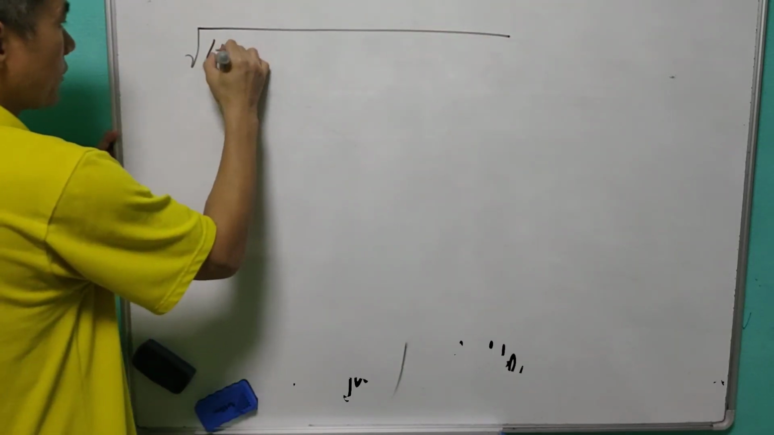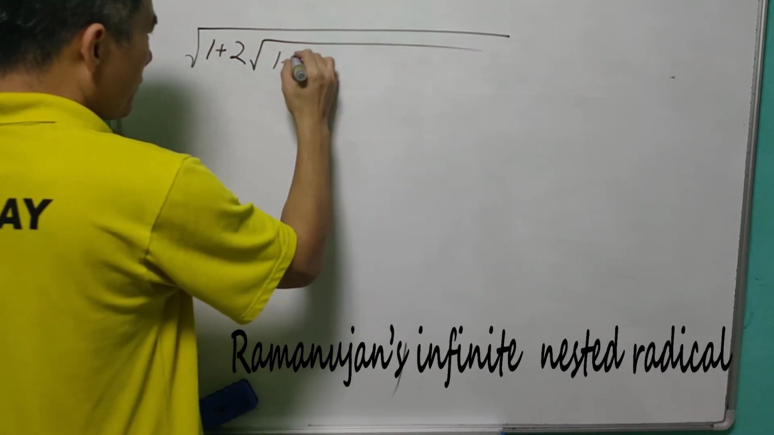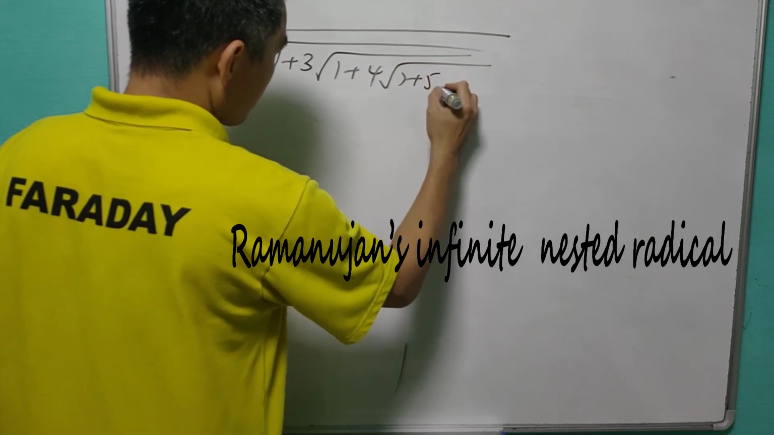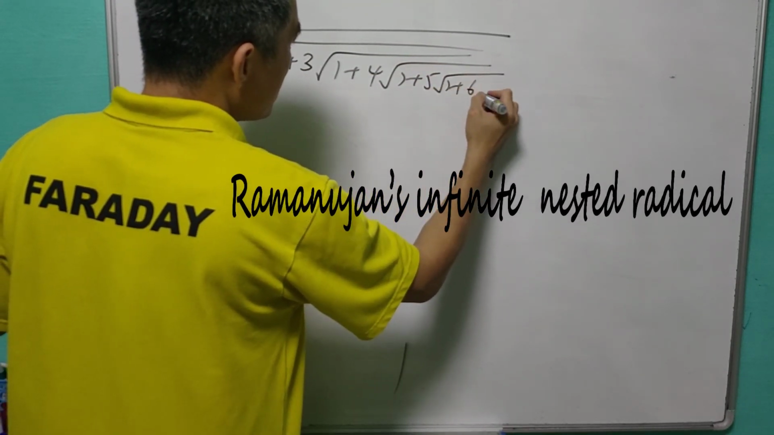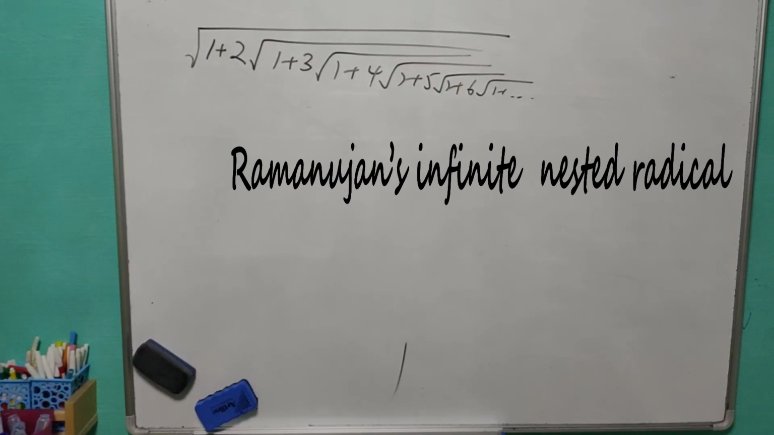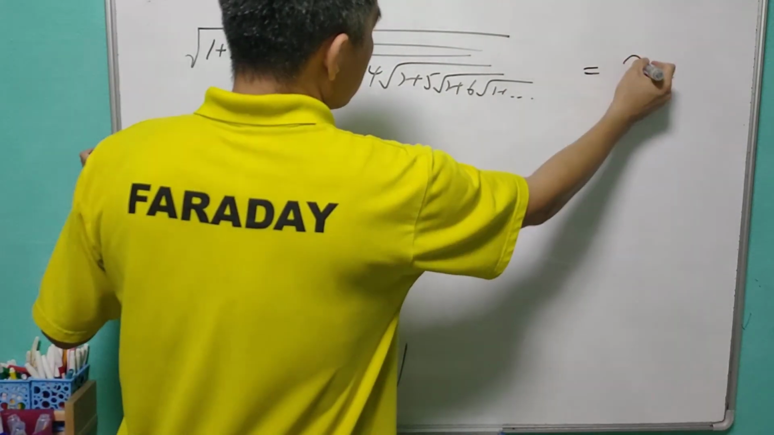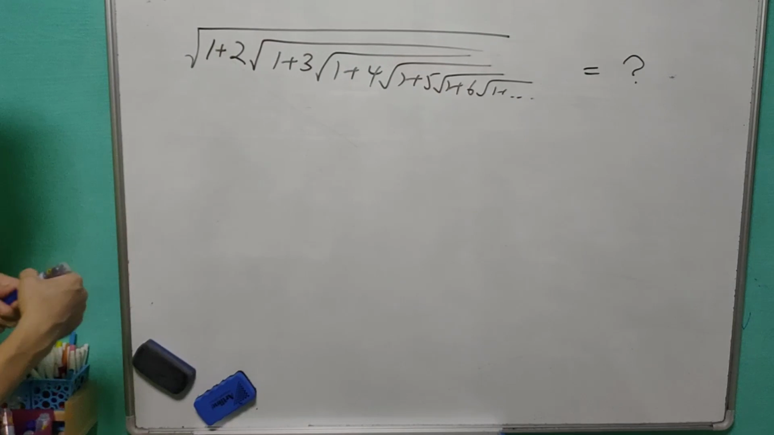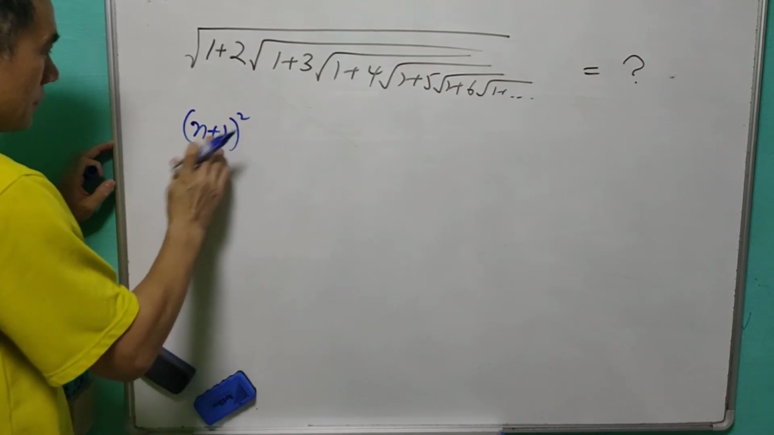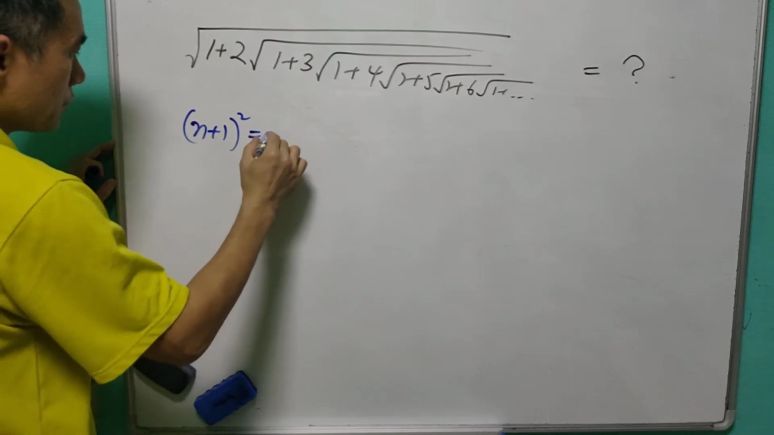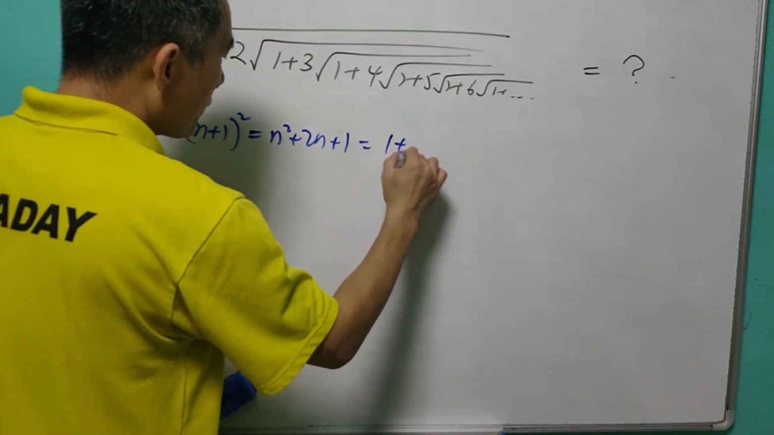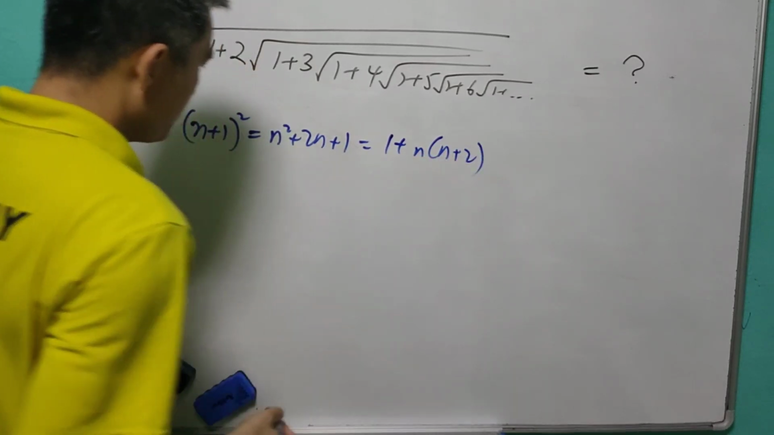Square root of 1 plus 2, square root of 1 plus 3, square root of 1 plus 4, square root of 1 plus 5, square root of 1 plus 6, and so on and so forth until infinity. What will be the answer? To answer this, we can use the formula that we have just now. (n+1) squared equals n squared plus 2n plus 1, which equals 1 plus n(n+2).